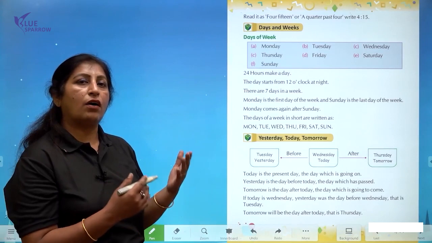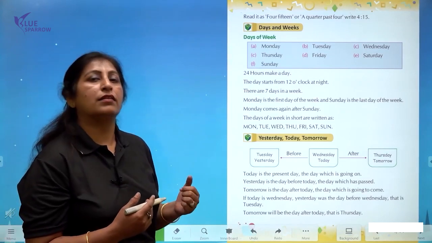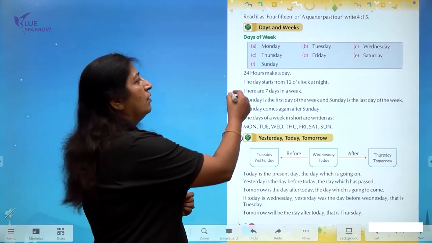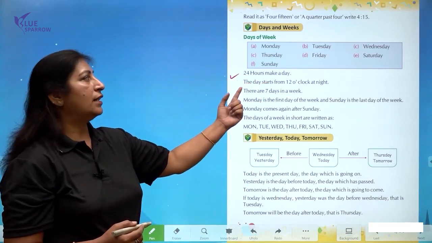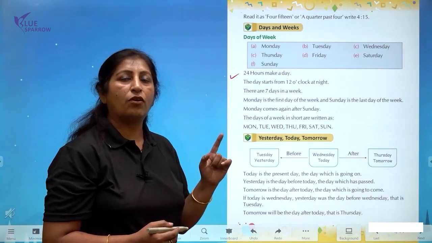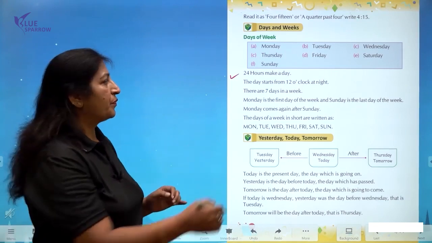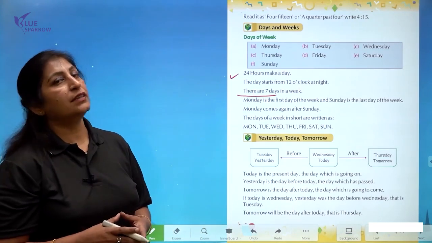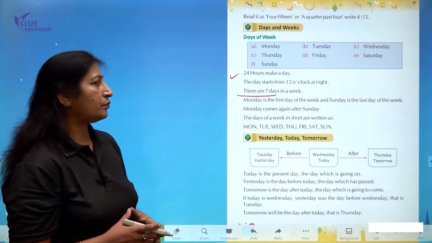And the next week begins after Sunday, and you know that after Sunday the day that comes again is Monday. So Monday starts the week again. Let's repeat these things. 24 hours make a day. The day starts from 12 o'clock midnight. Keep in mind always that the day starts at 12 o'clock midnight. There are 7 days in a week. Monday is the first day of the week and Sunday is the last day of the week. Monday comes again after Sunday.